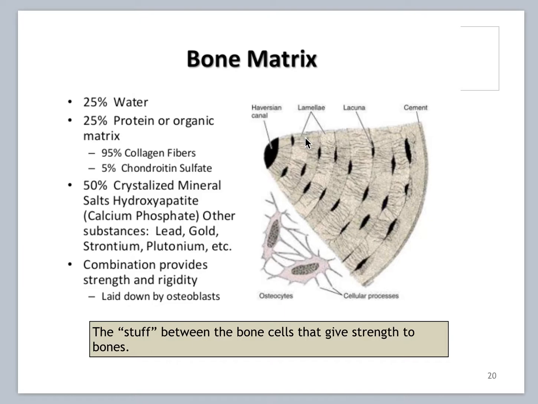In the bone, it's about 25% water, about 25% protein or organic matrix, and 50% of it is hydroxyapatite, which is made of calcium and phosphate and other minerals. When it's first made by the bone cells, it's soft and movable, but then as it matures, it becomes very rigid and very strong. That's what gives the bones their hard characteristic.